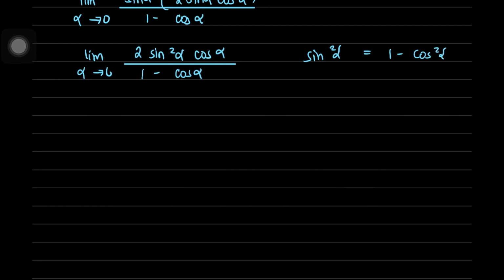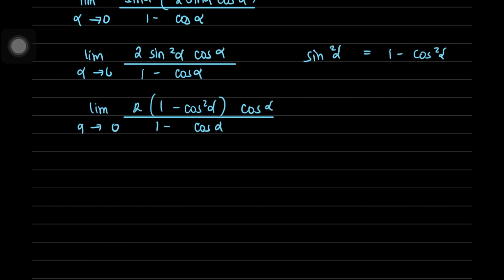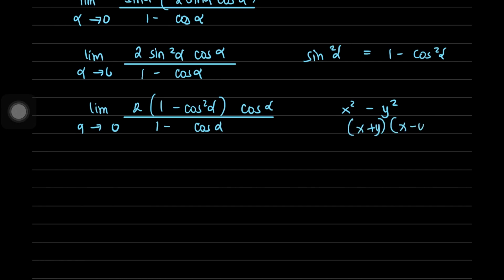And if I'm going to substitute it again here, so we now have the limit of 2, 1 minus cosine squared alpha, cosine of alpha, all over 1 minus cosine alpha as alpha approaches 0. And if you're going to notice, 1 minus cosine squared of alpha is actually a difference of two squares, right? So what I'm saying is, this is in the form of x squared minus y squared. And the factors of a difference of two squares are x plus y and x minus y.